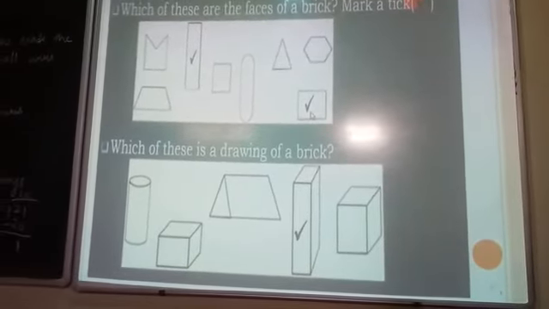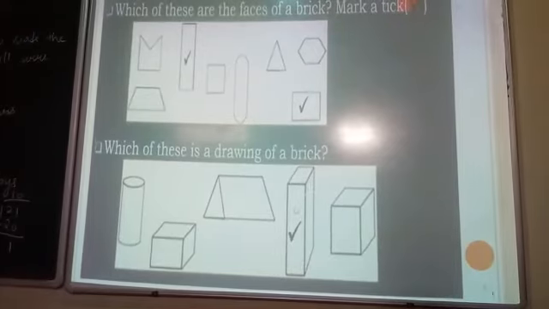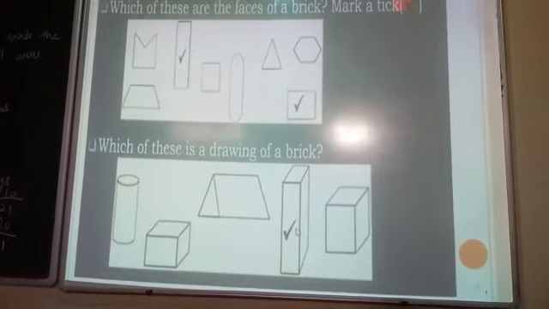And which of these is a drawing of a brick? Mark it. So this is in the formation of a brick. You can tick mark it in your textbook. And then make a drawing of the box.